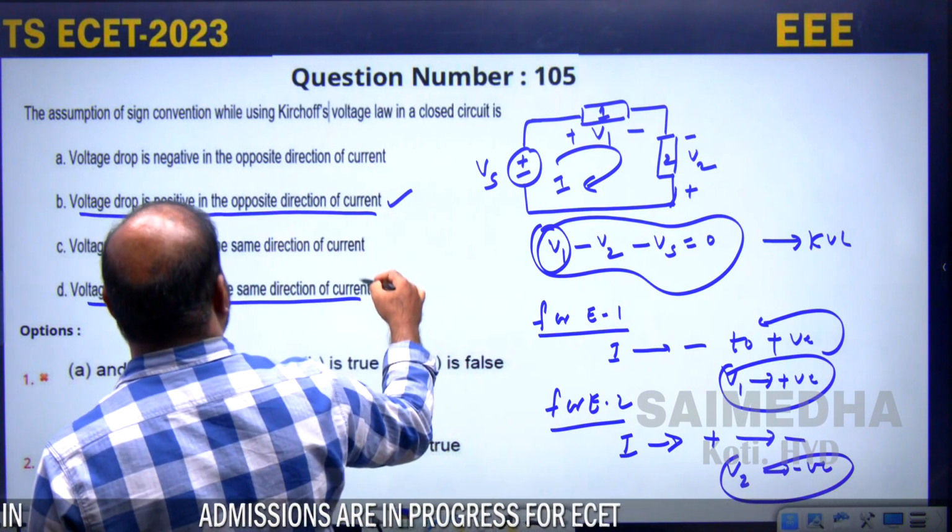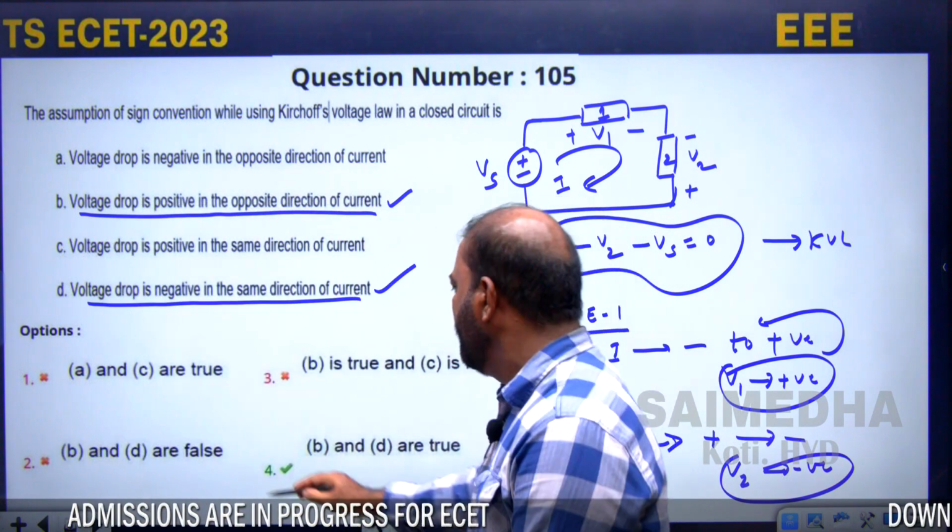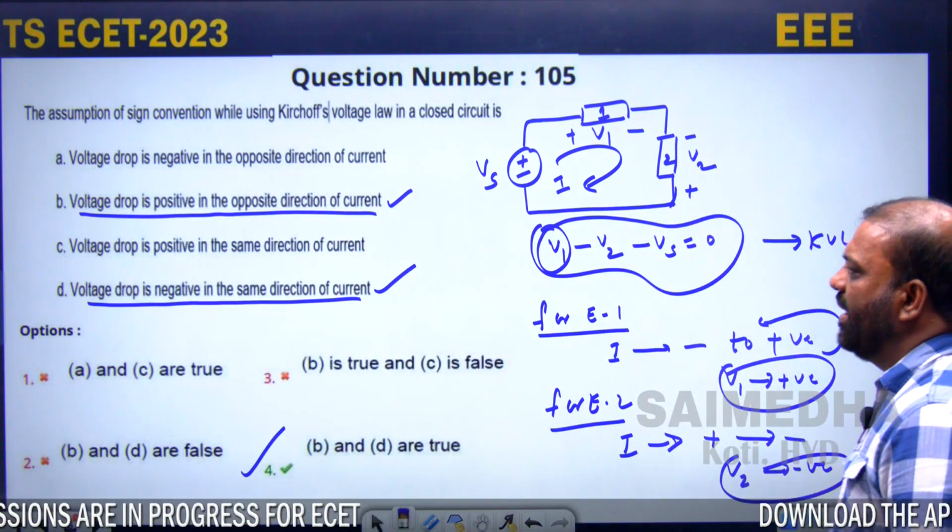So statement B and statement D are wrong. This is strictly given here in option 4. So option 4 is the right answer.